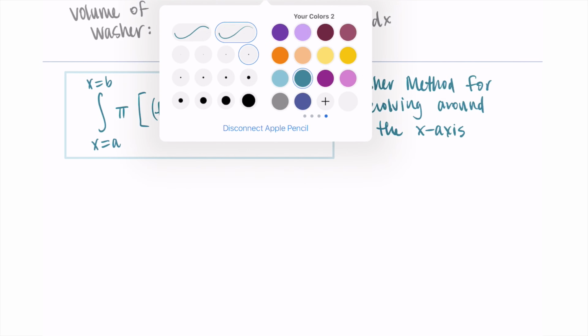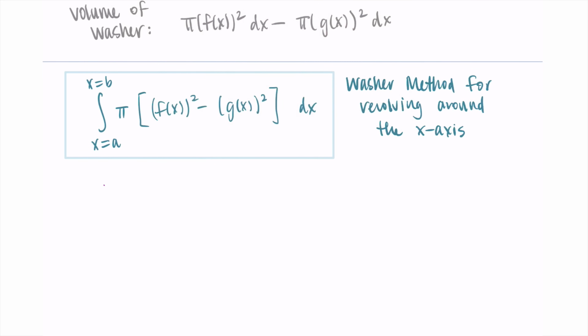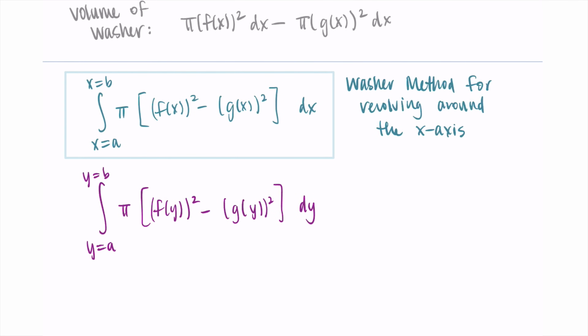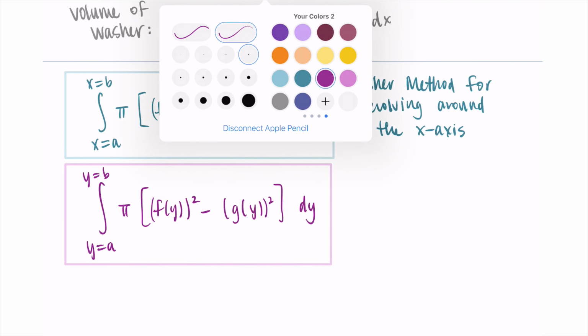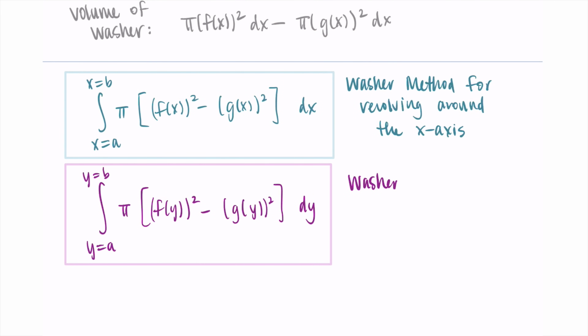And then similarly, we'll have one that looks so similar for y. So instead, we just go from y equals a to y equals b. And we just have f of y squared and g of y squared. So it looks very, very similar. Everything is just in terms of y here. And we use this one when we are revolving around the y-axis. So this is the washer method for the y-axis.